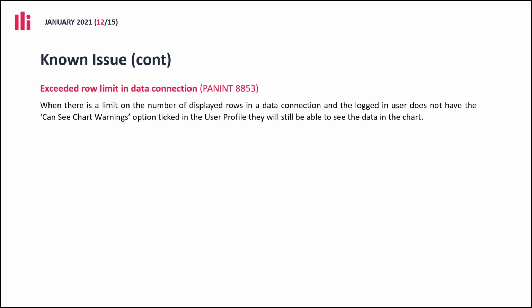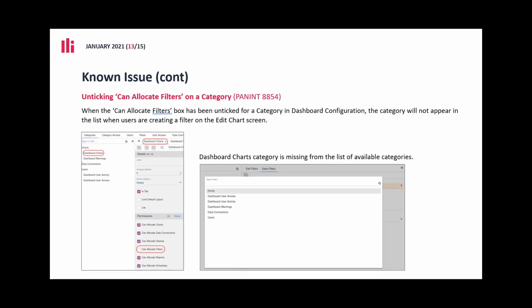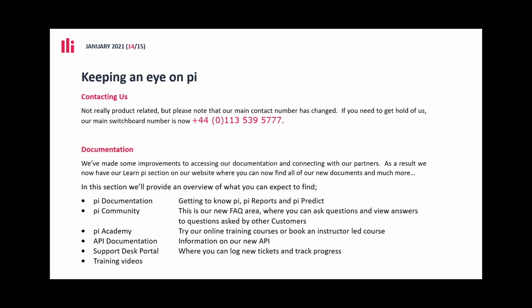When there is a limit on the number of displayed rows in a data connection and the logged in user does not have the Can See Chart Warnings option ticked in their user profile, they will still be able to see the data in a chart. When the Can Allocate Filters box has been unticked for a category in dashboard configuration, the category will not appear in the list when users are creating a filter on the Edit Chart screen.